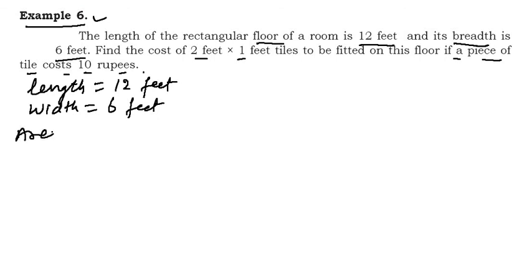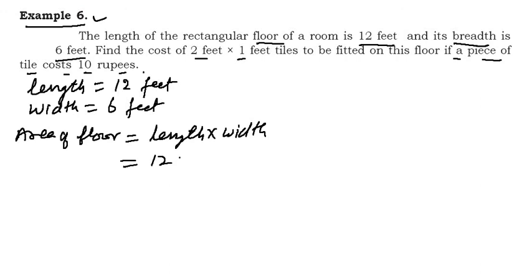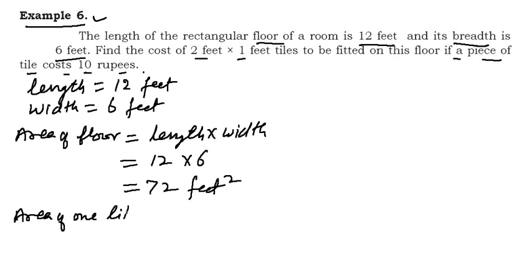So you have to write here area of floor is equal to length into width. Length is given as 12 and width is 6. So 12 6s are 72 feet square or square feet. Now area of one tile is equal to 2 into 1 feet square. So that is 2 feet square.